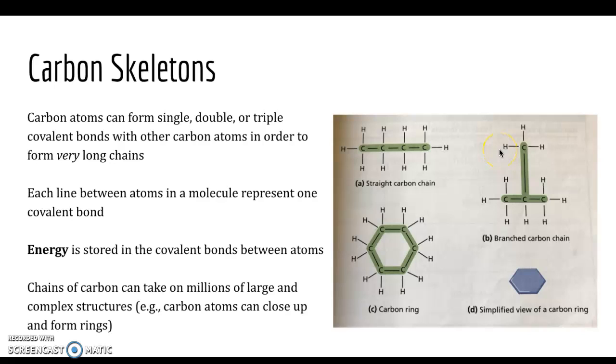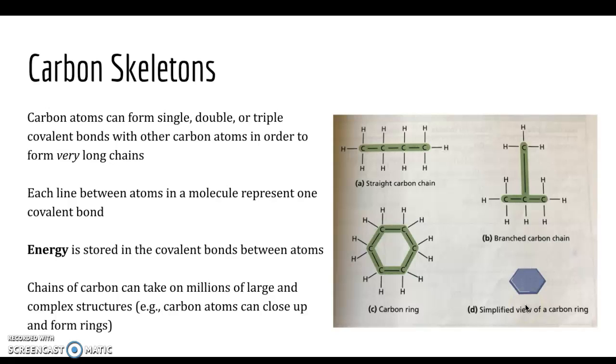So carbon skeletons are any variation of carbon atoms bonded together. So you can have a straight carbon chain, a straight skeleton, a branched carbon skeleton, or a carbon ring. We will look at carbon rings when we look at sugar molecules or carbohydrates.